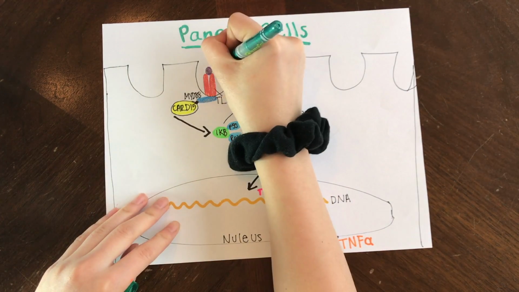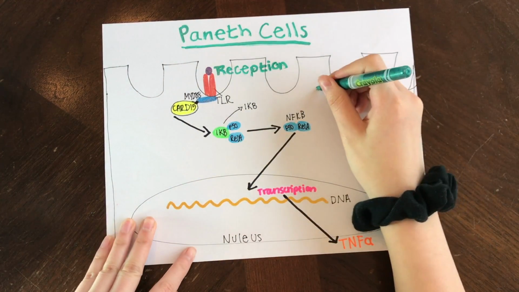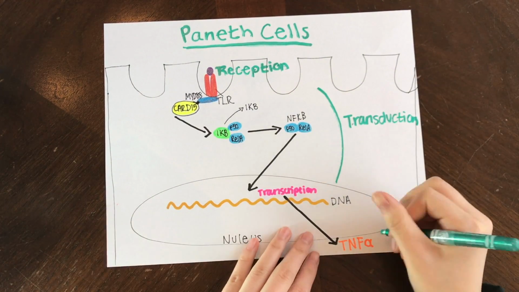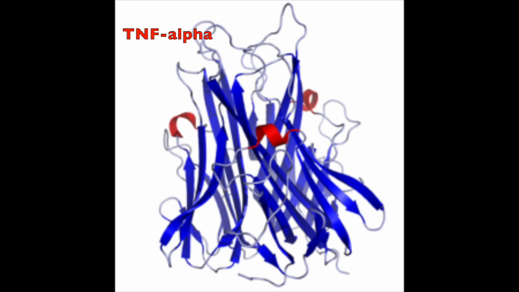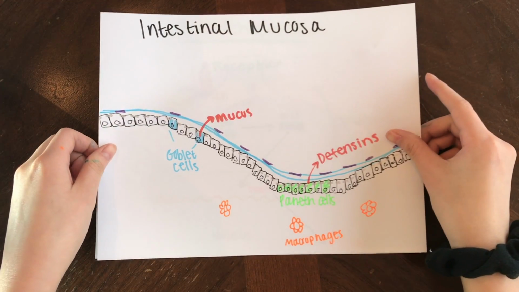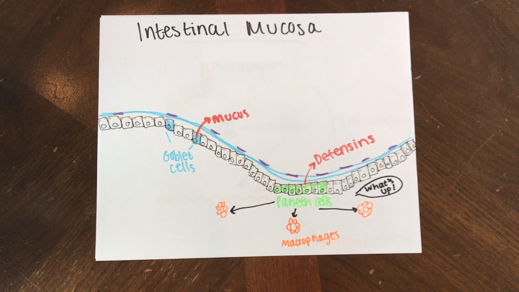As a review, the reception occurs when a bacteria binds to the toll-like receptor. The transduction is the production and journey of the NF-κB complex, and the response is the TNF-alpha protein to be produced and released. Here is a graphic of the TNF-alpha protein. When it is released from the Paneth cell, it binds to a receptor protein on the macrophage cell, calling for an appropriate immune response to the bacterial level.